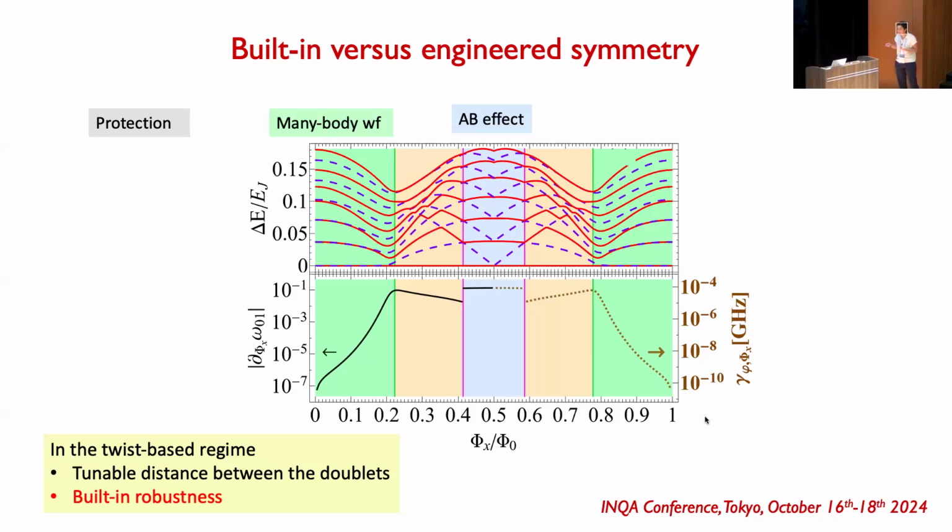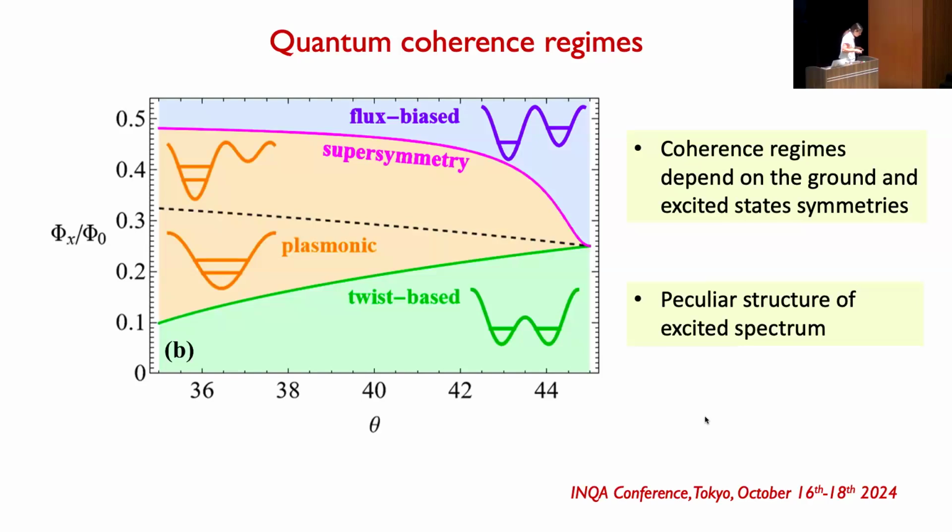Here, as soon as you move from the flux sweet spot, you have a huge relaxation, a huge dissipation induced by the flux. And this is not true for the flowermon. The flowermon with 2 junctions seems to be robust also with respect to the flux. We can then try to make a sort of scheme to summarize all these different regimes.